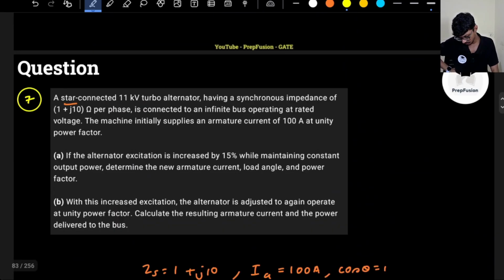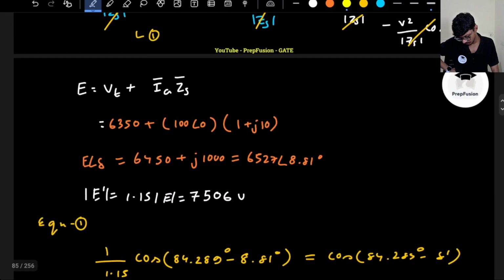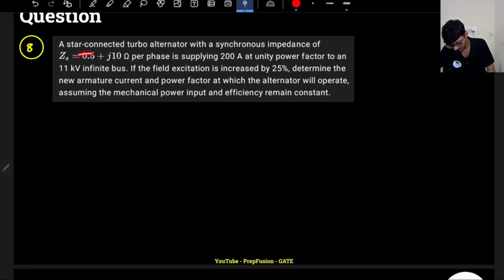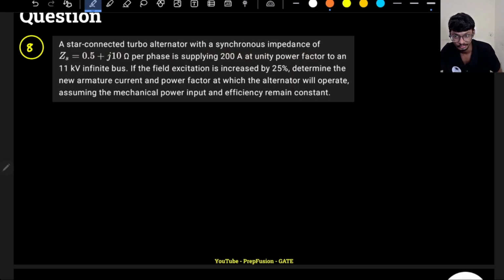So now this question is done. Let's move on to the next one. In this question, we have a star connected turbo alternator with a synchronous impedance Zs given here. Again it is not zero, so I cannot simply use the simple formula.